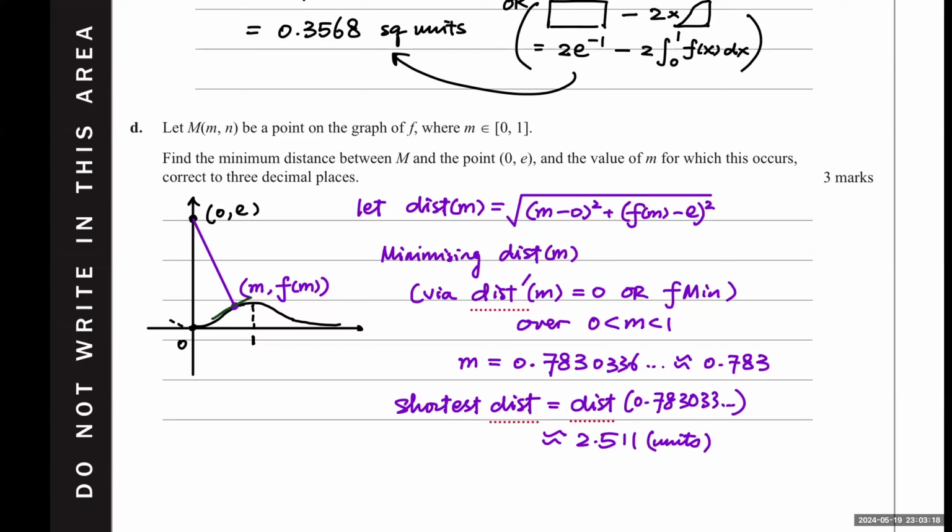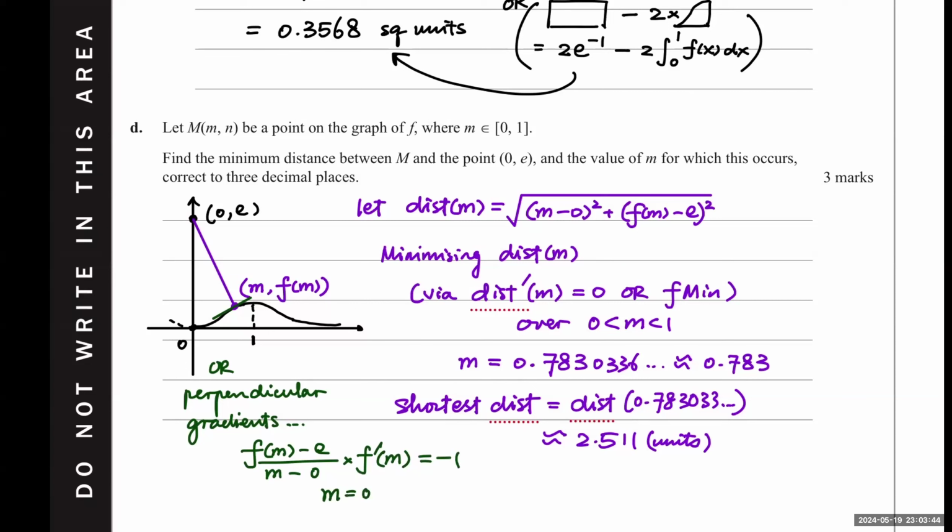Alternatively, to determine the value of m, you could use the perpendicular gradient for the shortest distance. Let's say (f of m minus e) divided by (m minus naught) multiplied by the derivative f dash m equals to -1. So m equals to 0.783. And then you still need to get the shortest distance by the same method I demonstrated, okay?